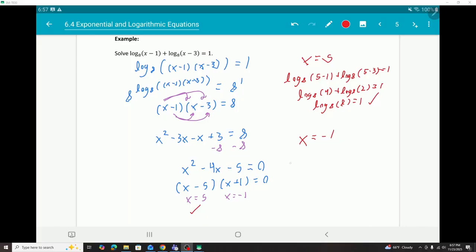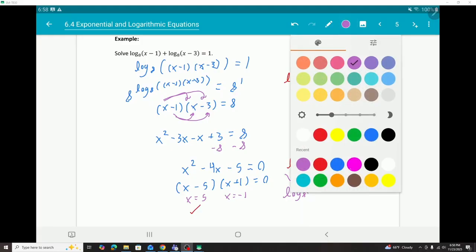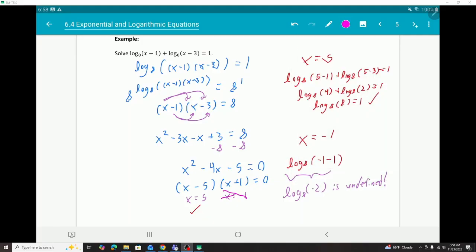So let's test. I get log base 8 of minus 1 minus 1. Aha. We can actually stop here. Log base 8 of minus 2, which is undefined. You can't put a negative in a log. So in other words, this x equals minus 1 has to go, because when I go back and try to plug it in, it's undefined inside of that log.